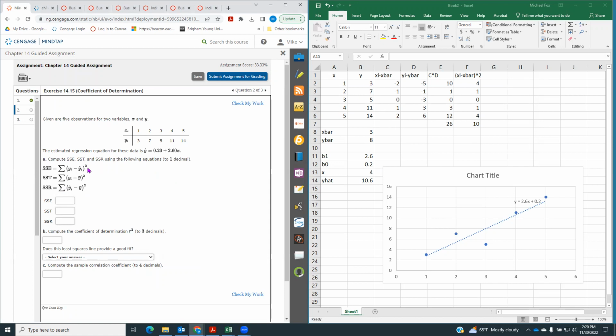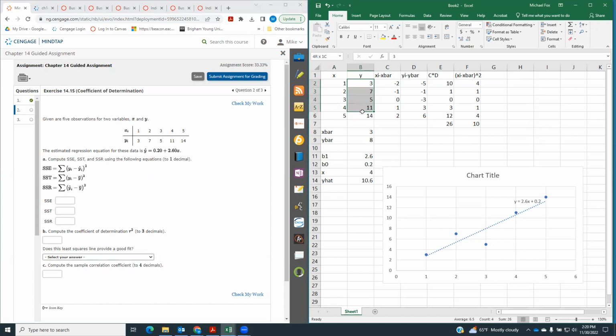And so you can see that our sum of squares error is a given value of y minus the estimated or expected value of y. And so what that means is for each one of these, this would be an observed value of y, right? This is what we actually observed, that when x was 1, y was 3. When x was 2, y was 7, etc. But we've come up with this little formula, y equals 0.2 plus 2.6x.